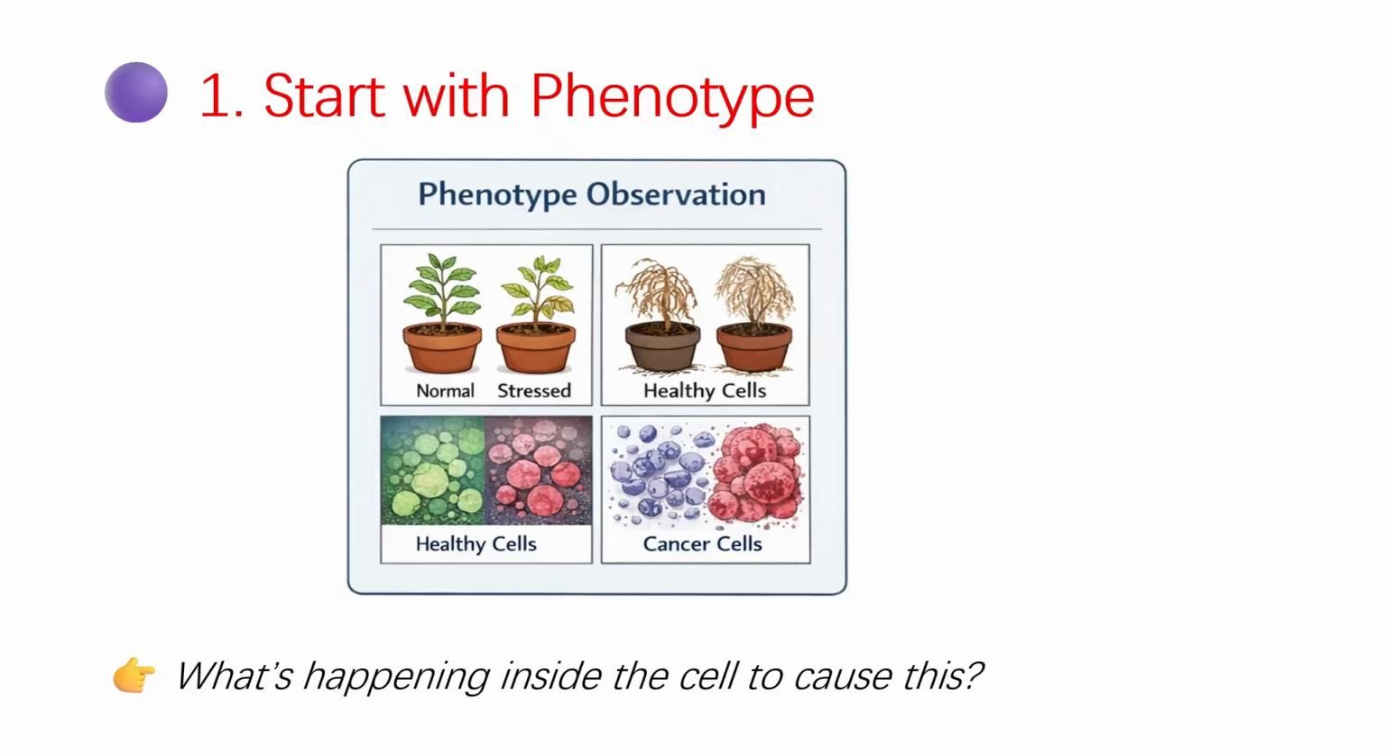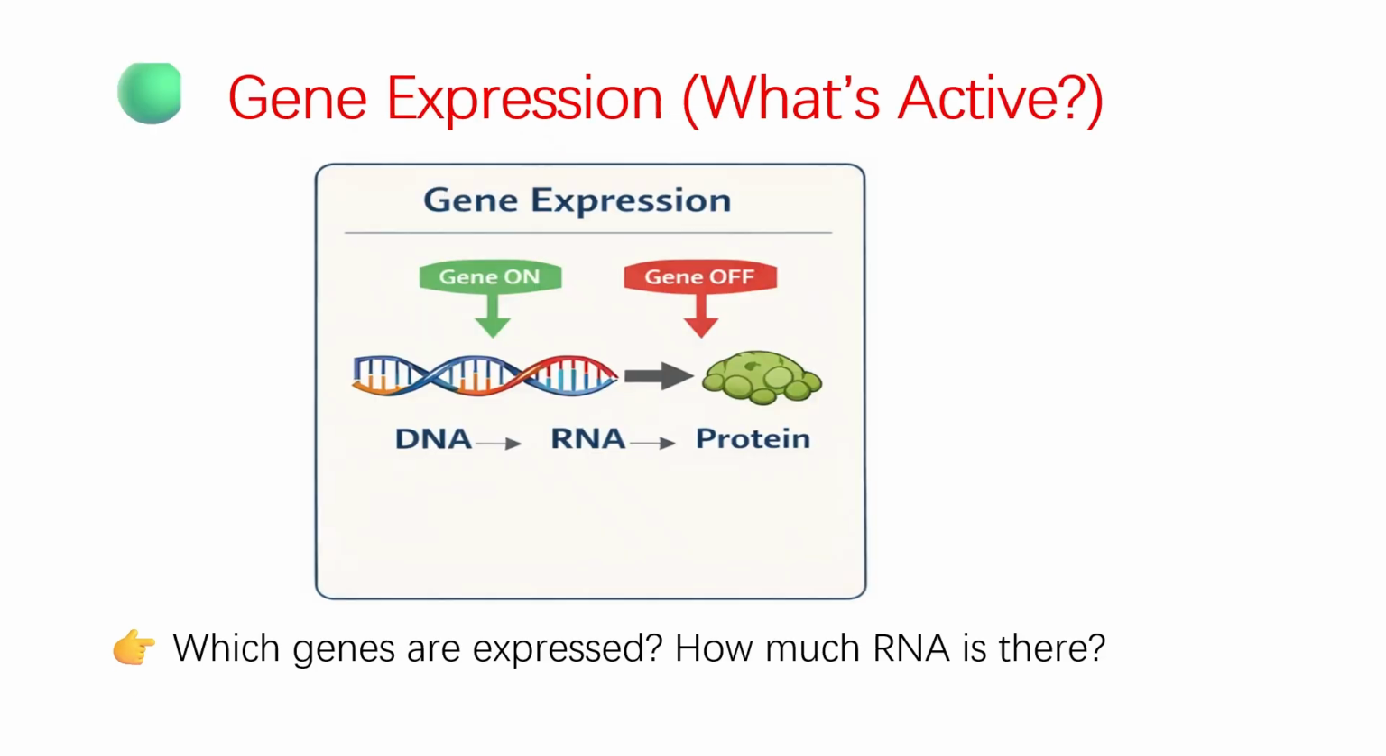Everything in biology starts with what we can see. Maybe a plant survives drought. Maybe a patient develops a disease. Or maybe two cells look identical but behave very differently. This visible outcome is called the phenotype. But here's the key question. What's happening inside the cell to cause this?